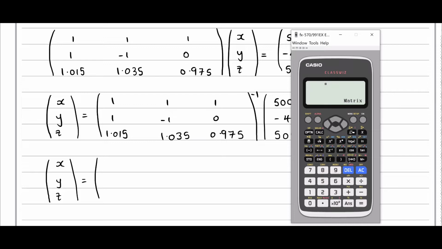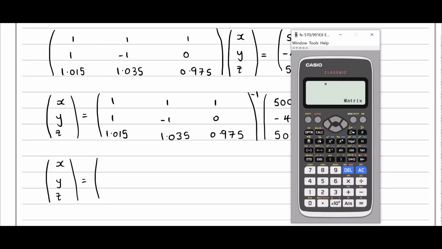We press AC to eliminate that. We will now define matrix B. So press options number 1. We will define matrix B. This has 3 rows, 1 column, with components 5,000, minus 400 and 5079.